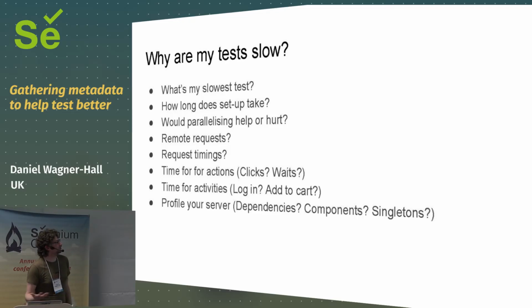So again, what are some questions we could ask if we had the data to ask why are our tests slow? Well, what's the slowest test, right? What should I start attacking first? How long does setup take? Is that a reasonable amount of time? Would parallelizing help or hurt? It's a little weird one, but sometimes parallelizing your tests makes them slower. For sure, it makes them in some cases more expensive, because you're maybe starting more machines on EC2 or whatever than you would. Sometimes parallelizing your tests can actually make them slower.